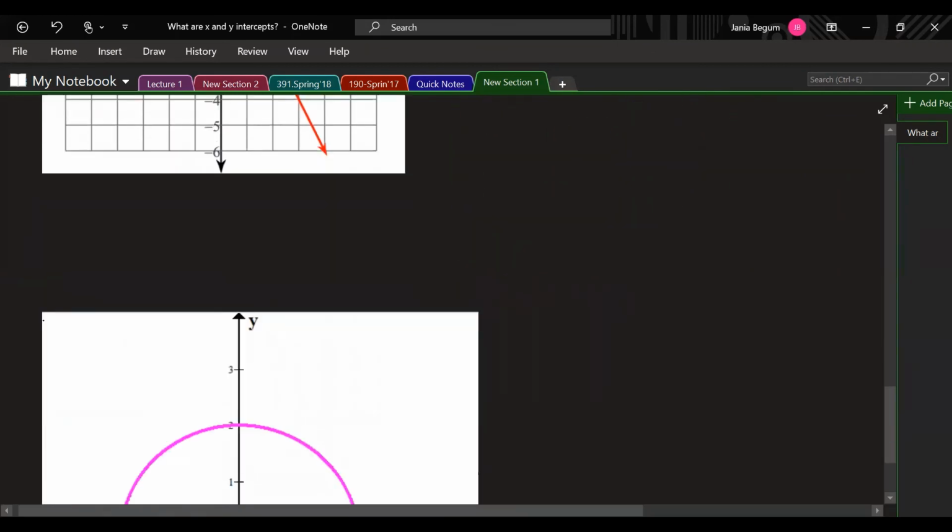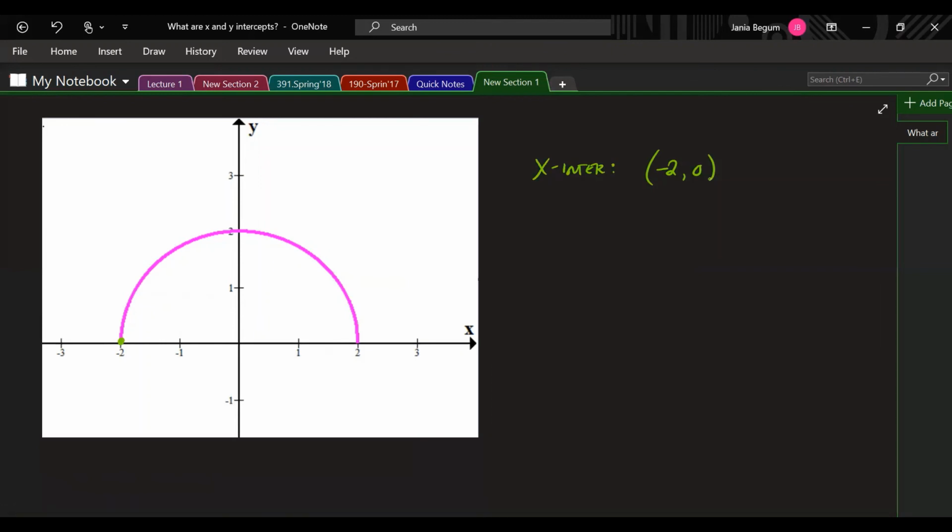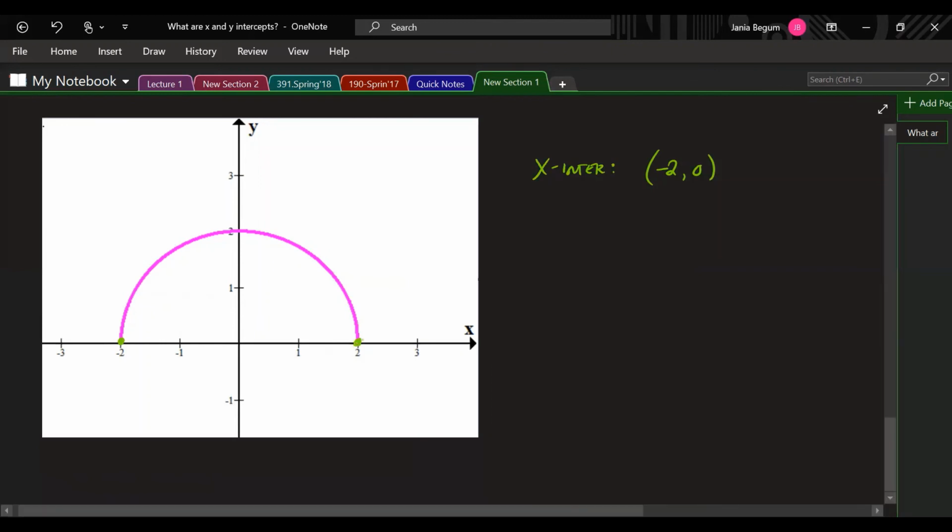Let's look at another graph. So here's another graph, and we want to find X and Y intercepts. For X-intercept, again, we're looking at the X-axis and observing where the graph crosses the X-axis. If you look at the graph from left to right, here's a point that's crossing the X-axis, and that point happens to be -2, 0. And there's also another point where the graph crosses the X-axis, and that coordinate happens to be 2, 0. So in this picture, we have 2 X-intercepts.